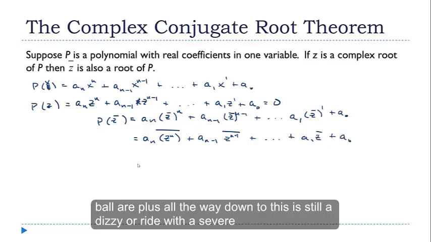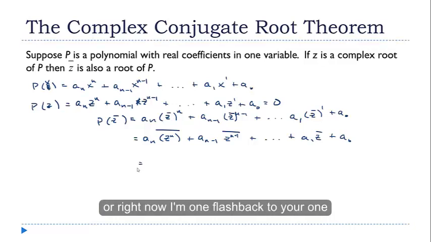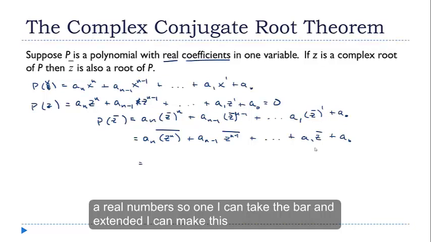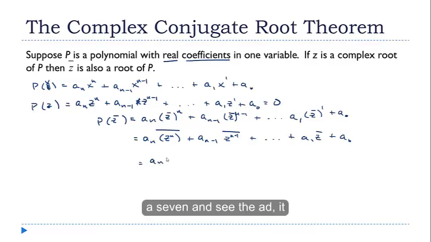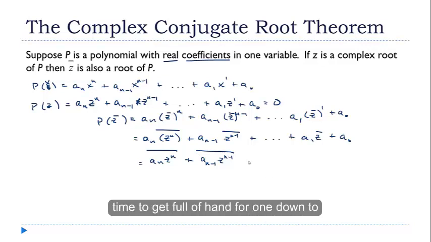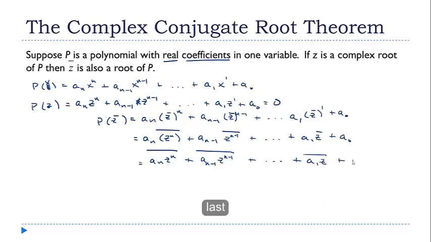Plus a_0. All right, now I'm going to flash back to Theorem 1. Theorem 1 says because the coefficients are all real numbers, right? Real coefficients. That's these a_n's. a_n is a real number. a_(n-1) is a real number, and so on. I can take this bar and extend it. I can make this a_n times z to the n conjugate plus a_(n-1) times z to the n minus 1 conjugate plus and so on down to my last one.